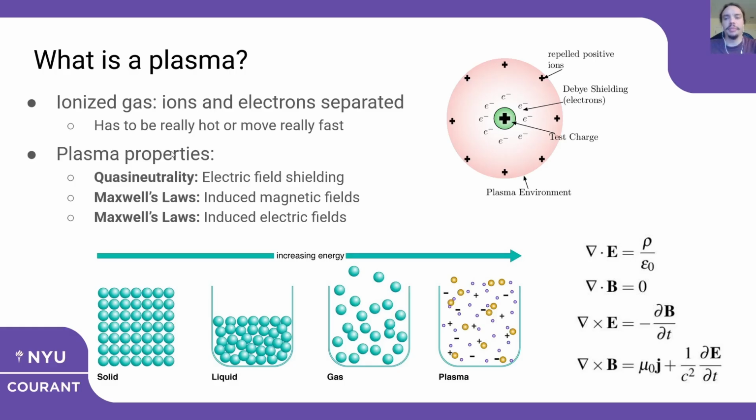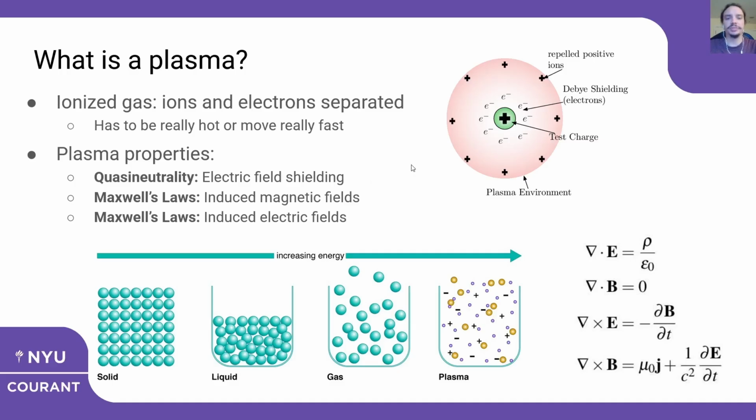Plasmas have a couple different properties. One of the properties is this property called quasi-neutrality. Because we have all these electrons and ions flying around, you might expect that if you're standing in a plasma, you feel a lot of electric fields everywhere. But actually, you really barely feel any at all. This is because of electric field shielding.